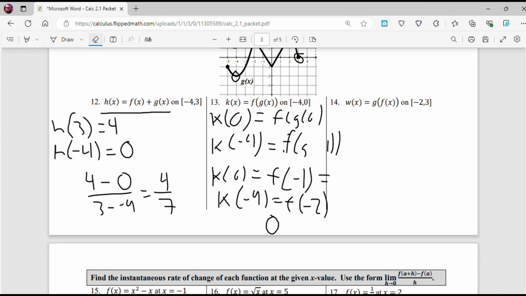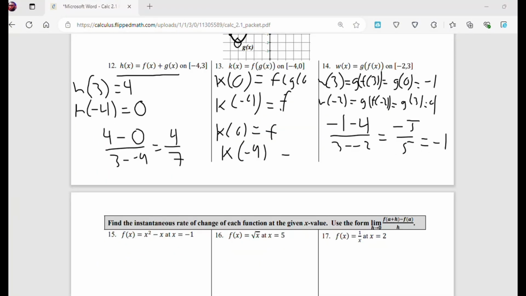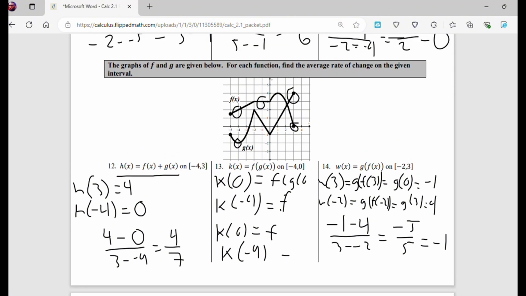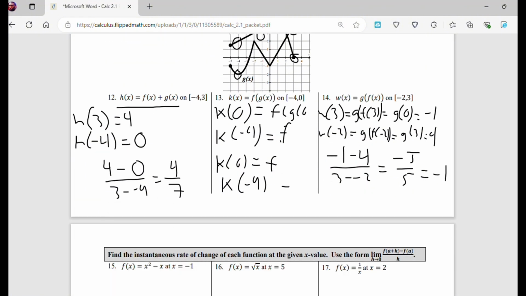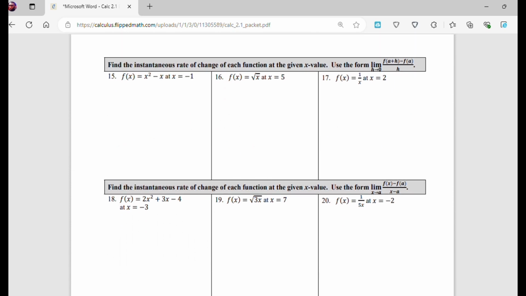I'm going to do a little bit of trimming here just because I want some space for that next question. All right. 14 is essentially the same thing as 13. We have g of f of x instead of f of g of x. So the problem solving is the same, right? We find our w of 3, w of -2, and then the work should be very simple to understand. So I'm not gonna go over that. Just refer to question 13. Okay.